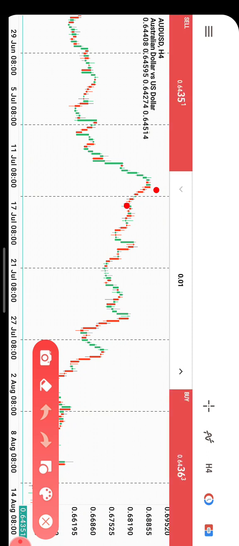But after this lower low, we have another small lower high here, right? Then the lower low came, lower than the former low. Our former low was here, but the second low is now here. Then we have another lower high, then a lower low here.